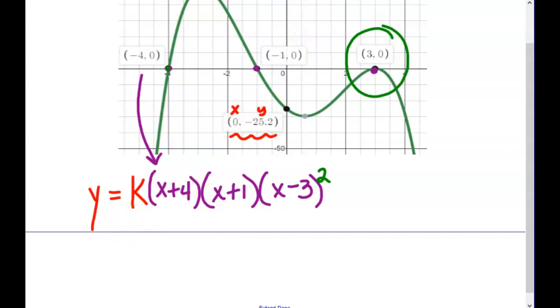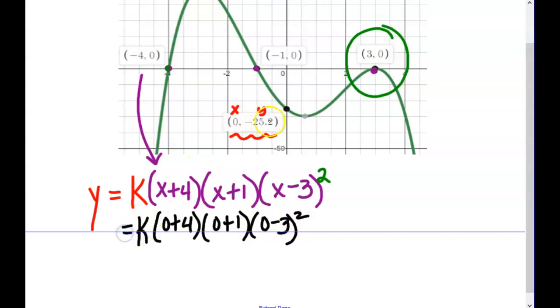All right, but to find it, I'm going to put in 0 for all the X's. I love when we get to put in 0 because it's not complicated to put in, right? And then over here, I am going to put in the negative 25.2 for the Y. Then you can type all of this in your calculator.